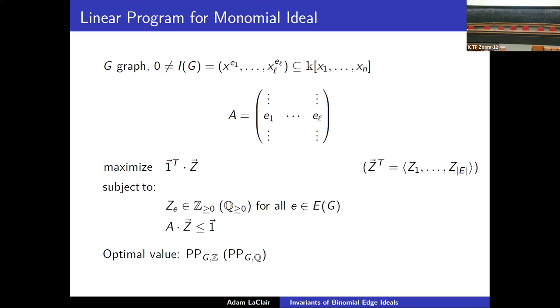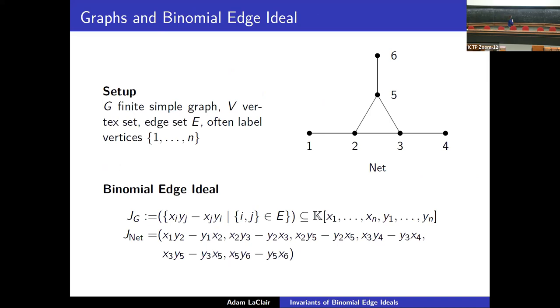And then the dual, you actually just get the height of the ideal, and it's the size of a minimal vertex cover. And it turns out that this right here admits at least a partial generalization to binomial edge ideals. And that's what I want to tell you about next.